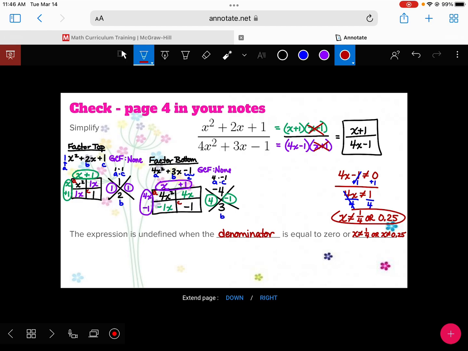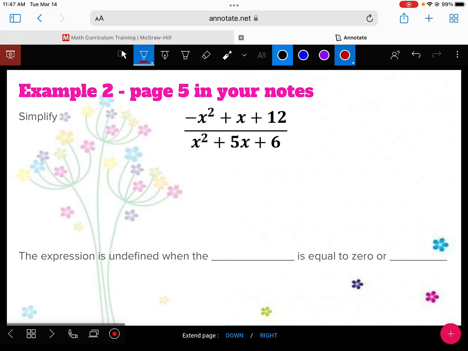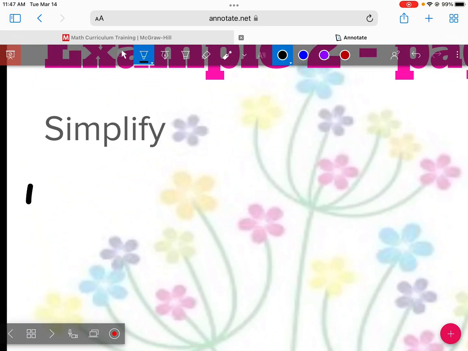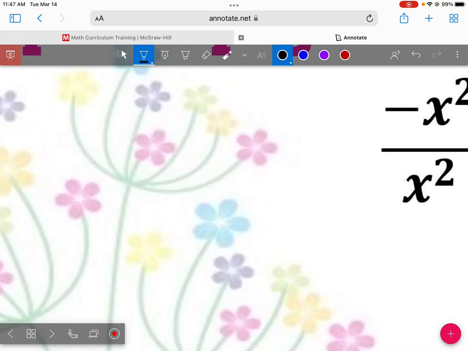Go ahead and flip to page 5 for me. What do you see up in the numerator that we haven't seen before? There's a negative x squared. Does anybody need me to leave this up a little bit longer? Okay. We're going to do it just like we did the others. We're going to factor the top first. And then we're going to factor the bottom.